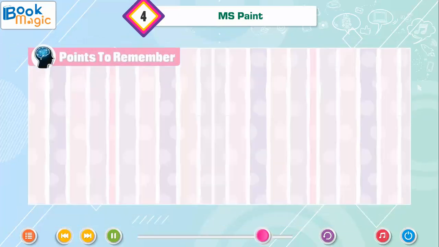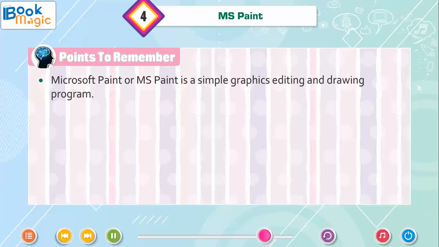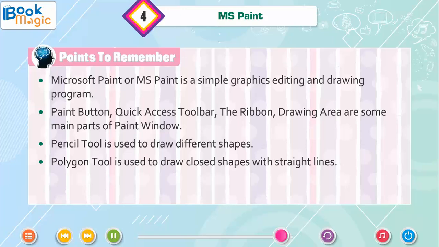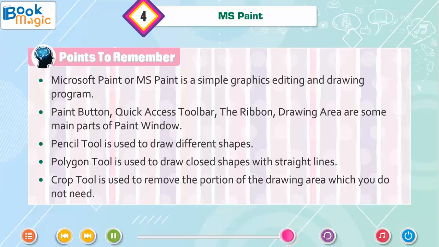Points to remember. Microsoft Paint or MS Paint is a simple graphics, editing and drawing program. Paint button, quick access toolbar, the ribbon, drawing area are some main parts of Paint window. Pencil tool is used to draw different shapes. Polygon tool is used to draw closed shapes with straight lines. Crop tool is used to remove the portion of the drawing area which you do not need.